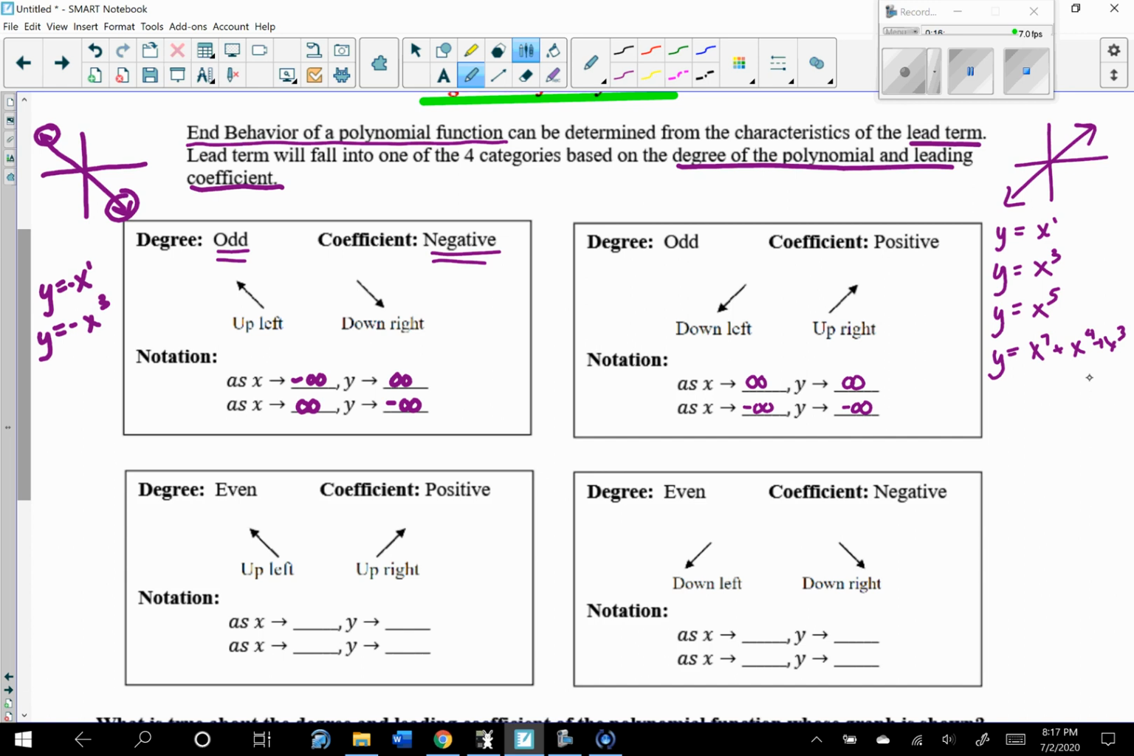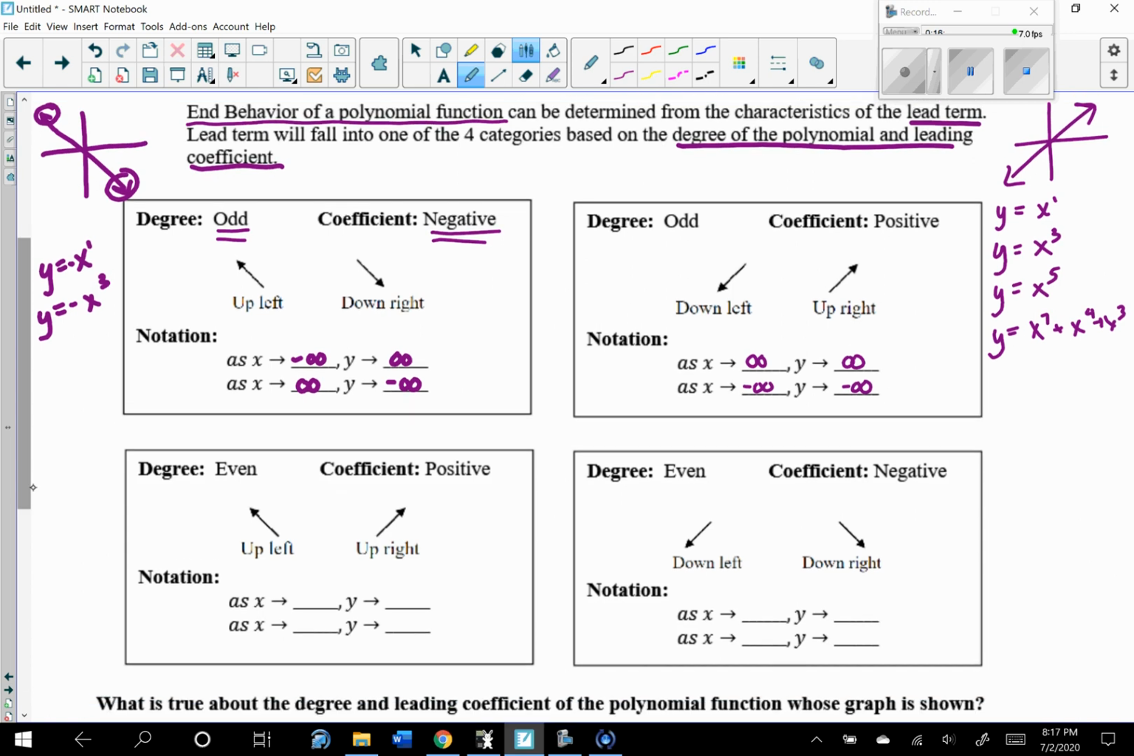So the next one we're going to look at is what happens when it is an even positive. So when you have a degree that's an even positive, think about your smallest even degree too. So y equals x squared. What does that graph look like? If we think about this graph, y equals x squared, we did a whole bunch of quadratics last year, we know it looks like this. It has a parabola shape and both ends are going up. So both the left and the right go up.